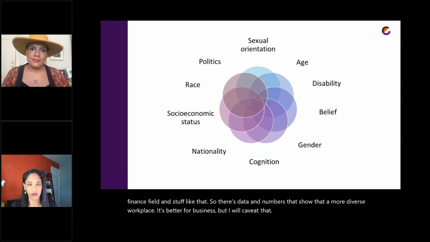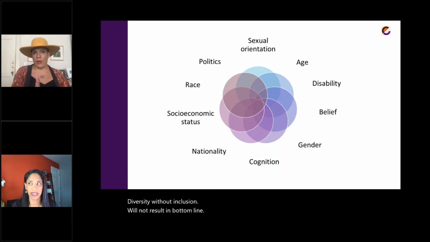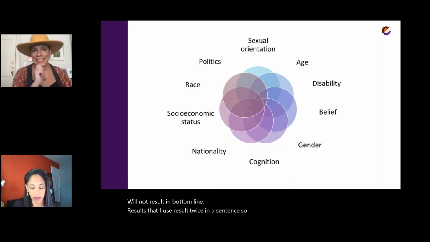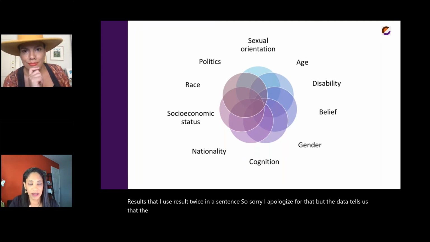Diversity without inclusion will not result in bottom line results. But the data tells us that performance increases when people feel included.